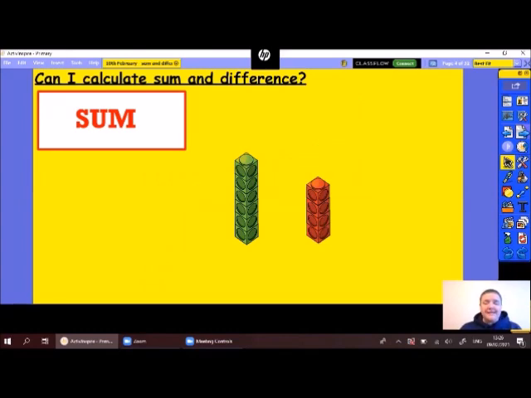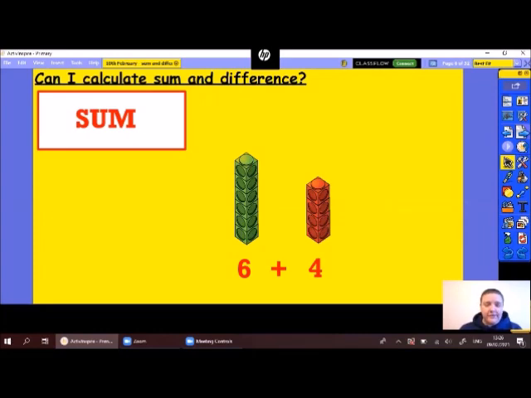So let's start with an easy example. How many blocks have I got in each tower? That's right, I've got 6 on one side and 4 on the other. So if I was going to find the sum of these two towers, what do you think I have to do with them? That's right, I have to add them together.